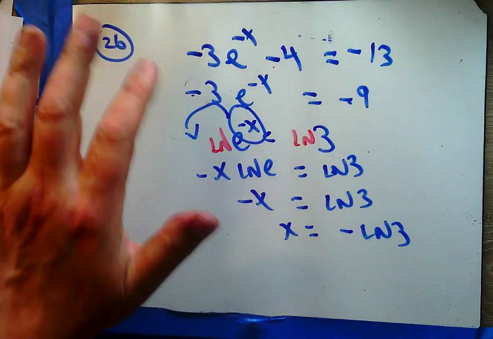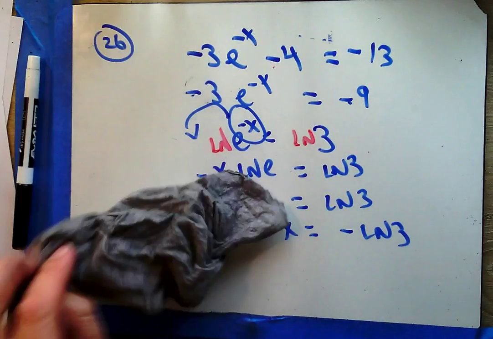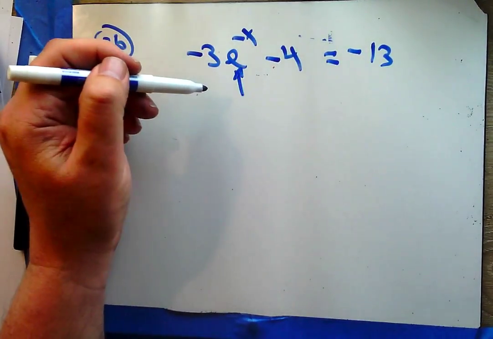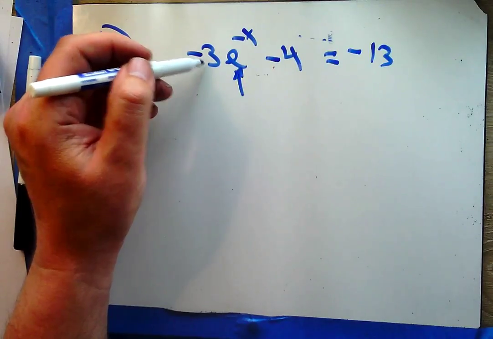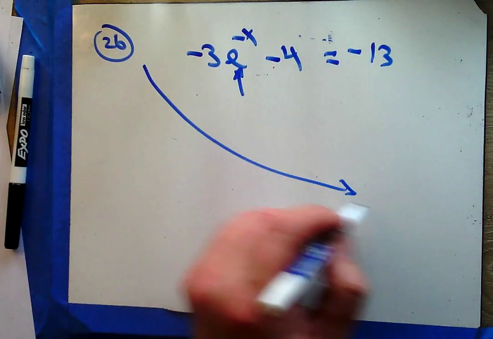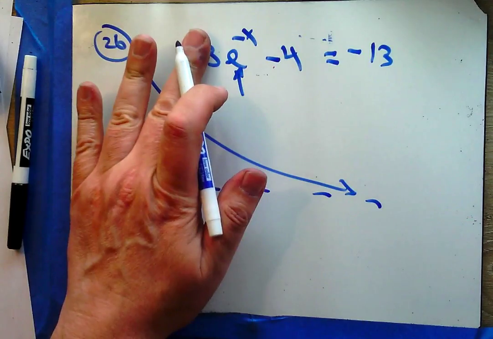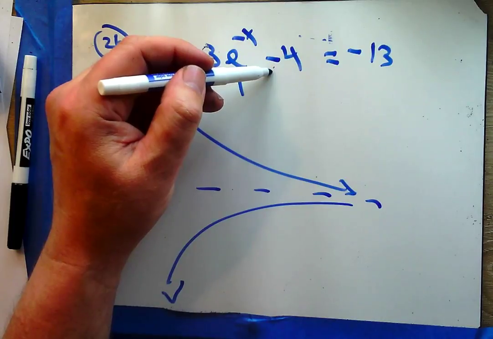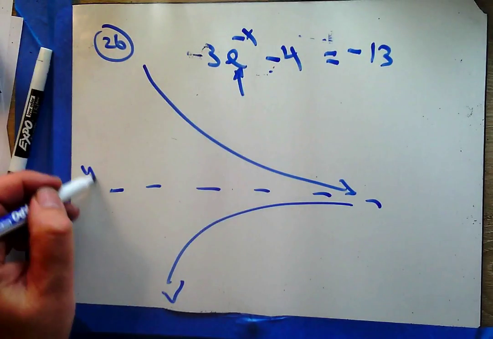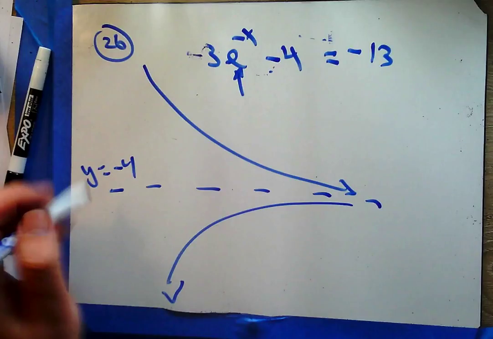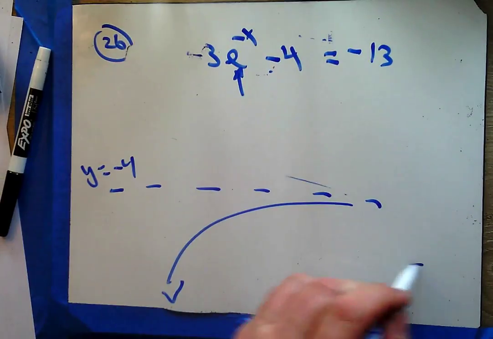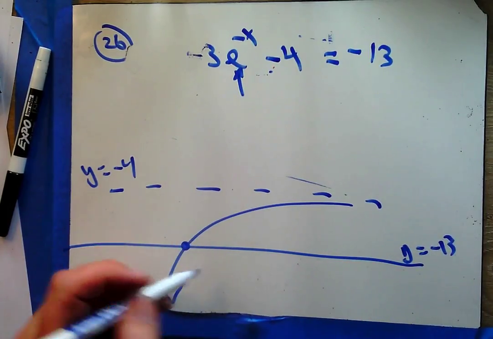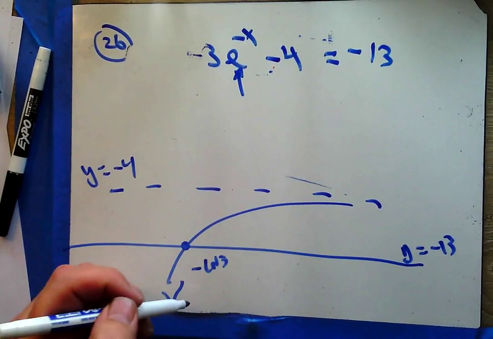Okay, think about this in terms of transformations. Think about this graphically for a moment. So this is my exponential decay curve, but this is that curve flipped upside down, right? So I've got my exponential decay curve. That's this piece. But now I'm going to flip that graph upside down. And then shift the graph down 4 places. So this is y equals negative 4. And I'm asking, where does this graph intersect the line y equals negative 13? And the answer is over here at negative ln of 3. Okay?